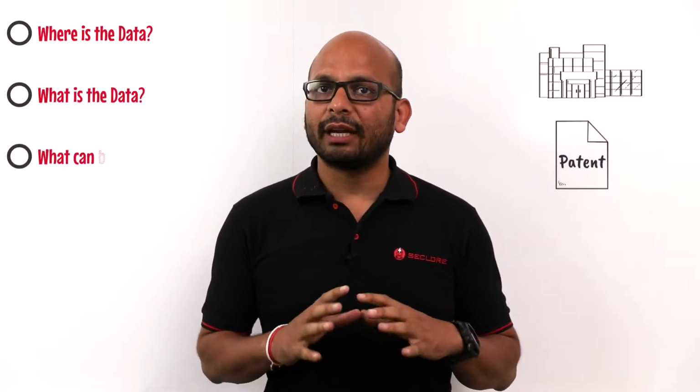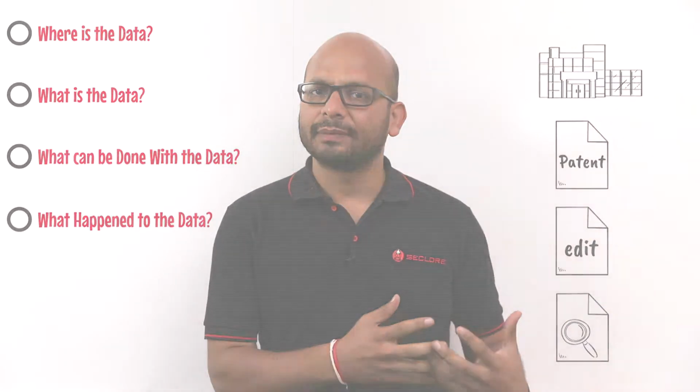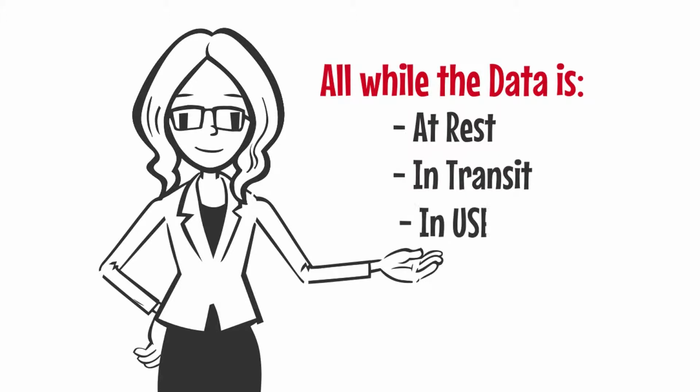Data-centric security is the ability to take a very data-centric view of security and make security independent of the device, the application, the network, or the person. Data-centric security involves discovering where the data is, identifying what the data is, controlling what can be done with the data, and then finally monitoring what happened to the data.